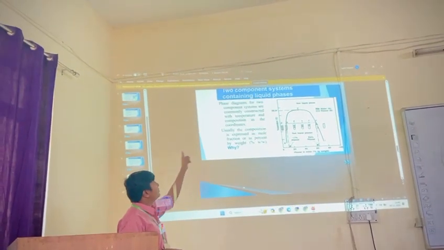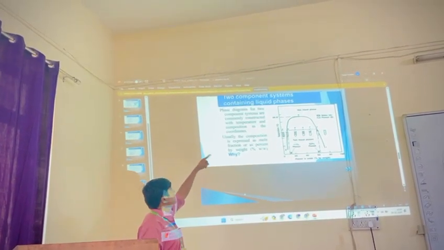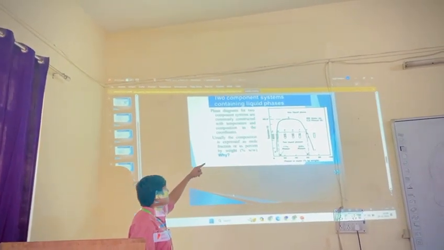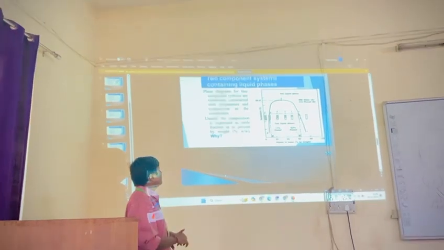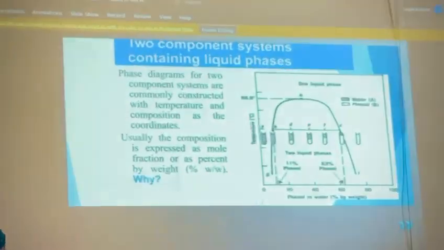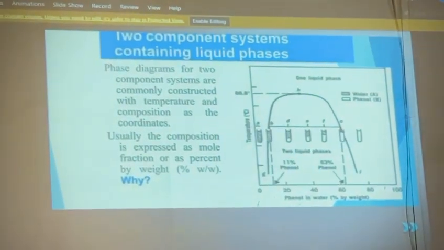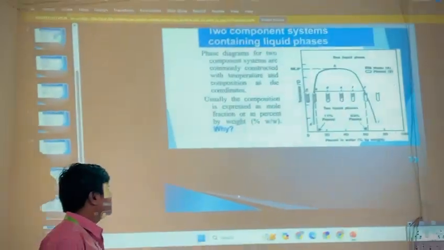Then the two component system containing liquid phases. The phase diagram for two component systems is commonly constructed with temperature and composition as the coordinates. Usually the composition is expressed as the mole fraction or as a percent by weight.